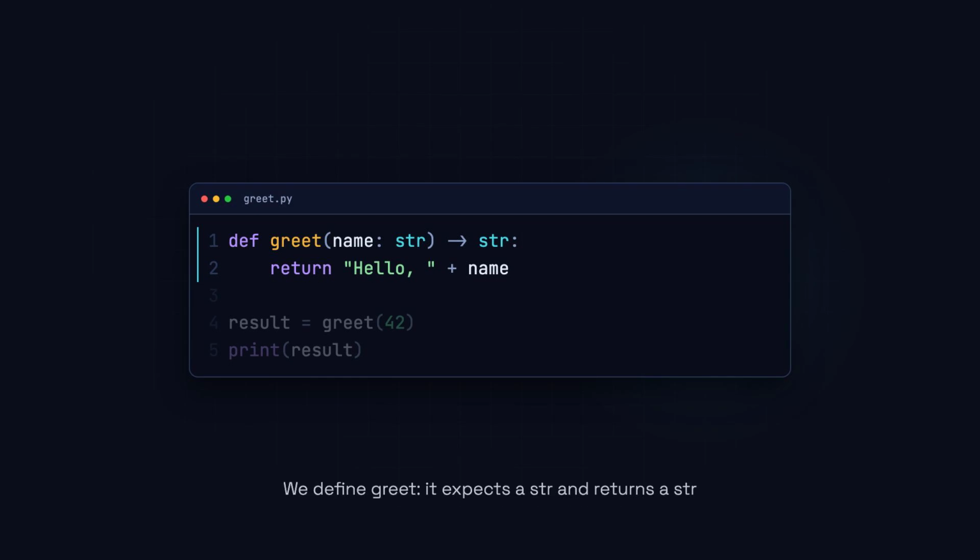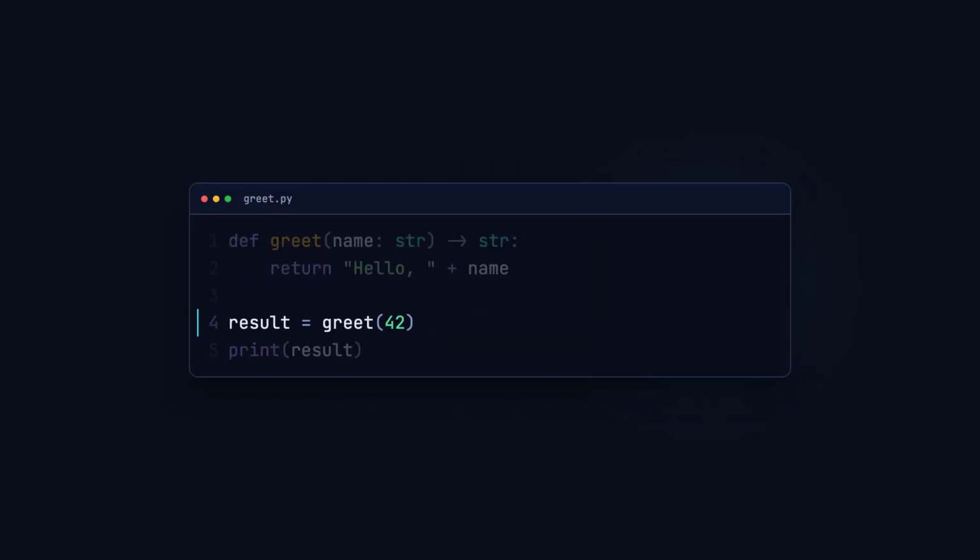Here we write a function called greet. The hint says, name should be a string, and the arrow hint says, it returns a string. On line 4 we call greet and pass the number 42. That is an integer, not a string. Our type hint says string is required, so this is a mistake.